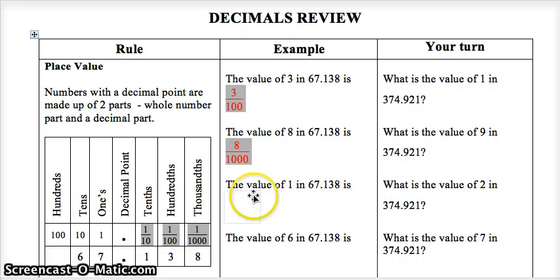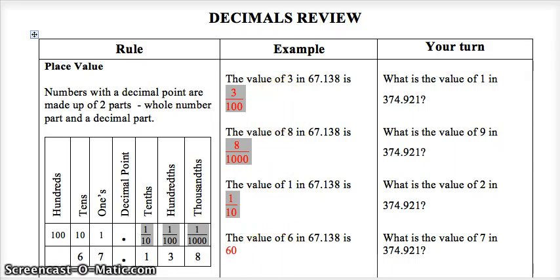Now, the value of the 1 in 67.138. Again, we've got the tens, the units, the decimal point, and the 1 is in that first column after the decimal point, and that's the tenths column. So the value of the 1 is 1/10. Now, looking at this last question here, the value of the 6. Now that's in the tens column. So it's worth 6 lots of 10, which is 60. Remember the number is 67.138. So the value of the 6 is 60. So they're my examples there.